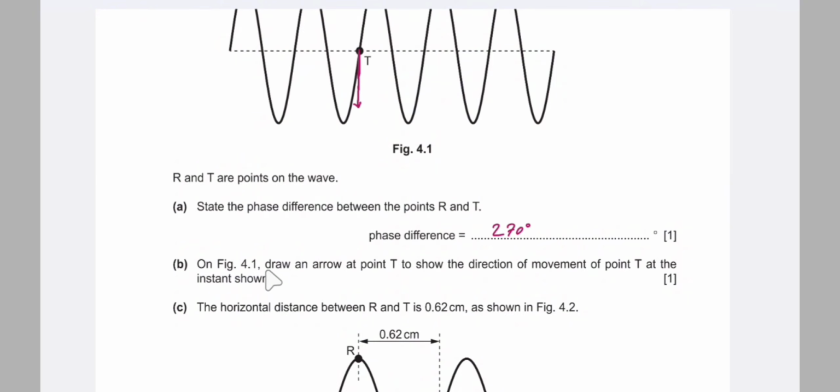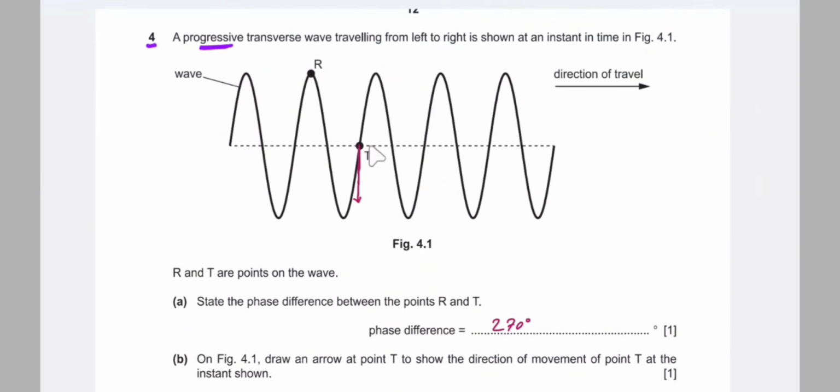In figure 4.1, draw an arrow at point T to show the direction of movement of point T at the instant shown. Now, what is the movement of point T? For this movement, we need to look at the wave before it. Before point T, we can see that the wave is downward. So the point T also moves downward.